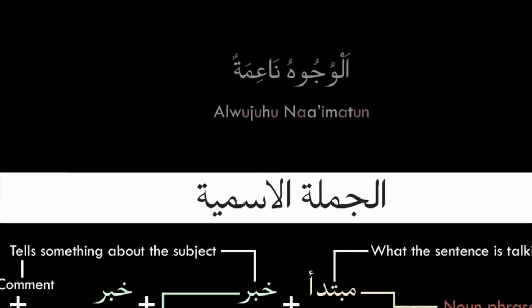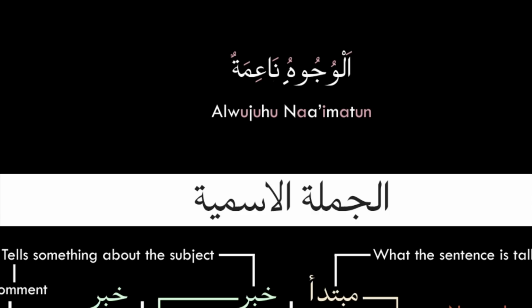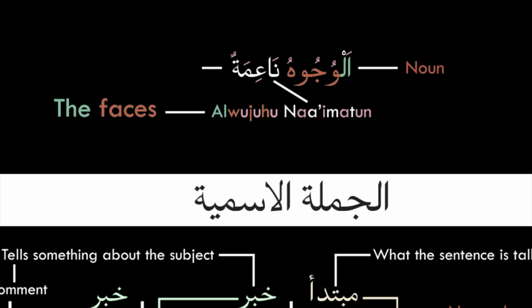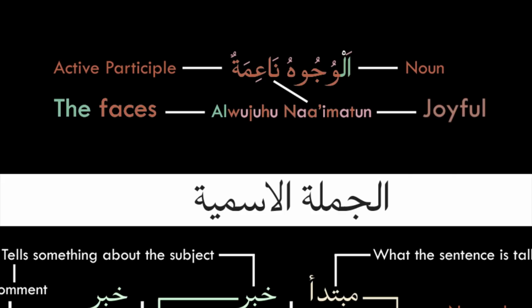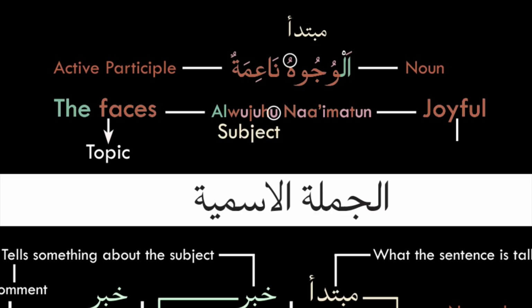An example is al-wujuhu na'imatun. Here, al-wujuh means the faces. It is a noun, so this sentence is nominal because it starts with a noun. The word na'imatun is an active participle that means joyful. This sentence is talking about al-wujuh, the faces. This is the subject. And notice that it ends with a dhamma, and the word na'imatun describes how these faces are. It tells something about the subject. Then, na'imatun is the predicate. It also ends with a dhamma.